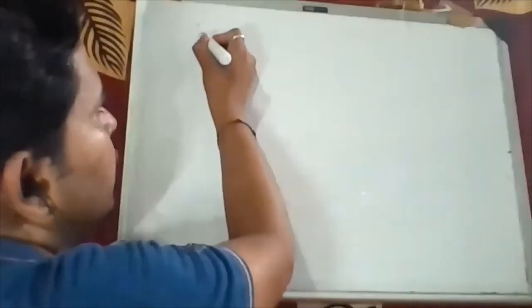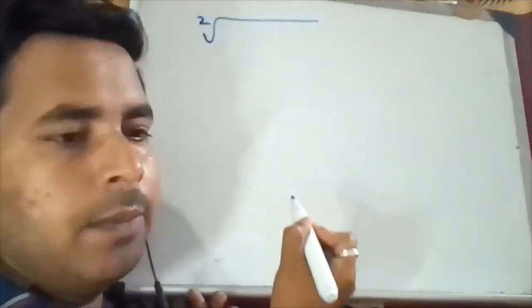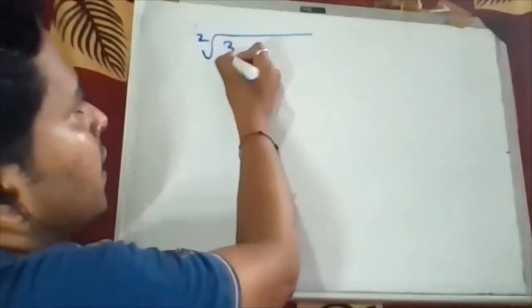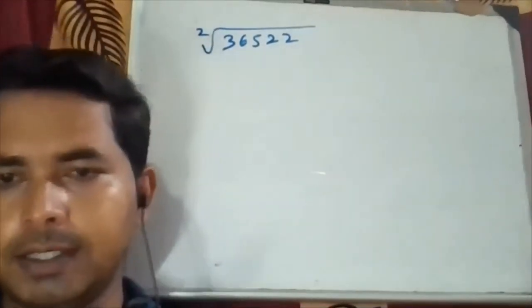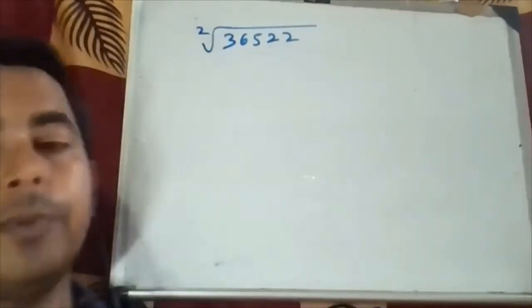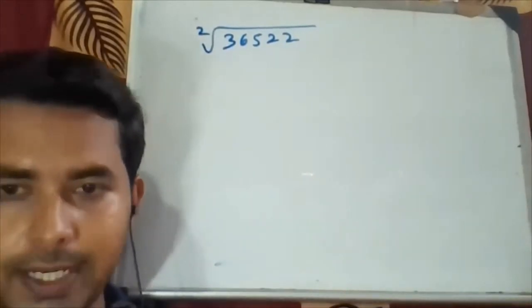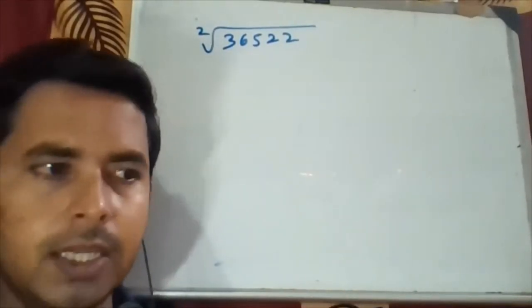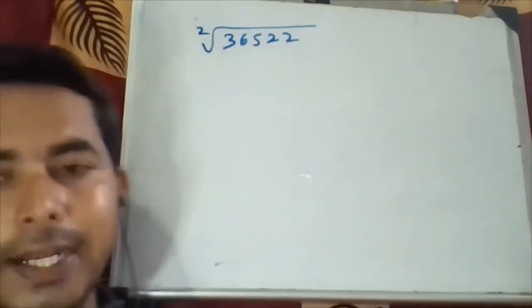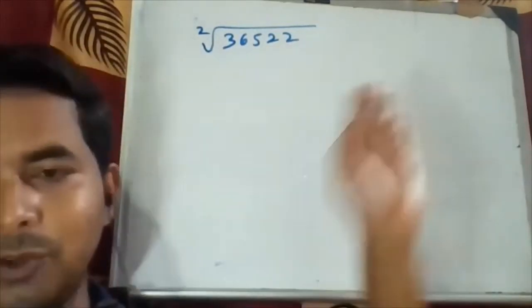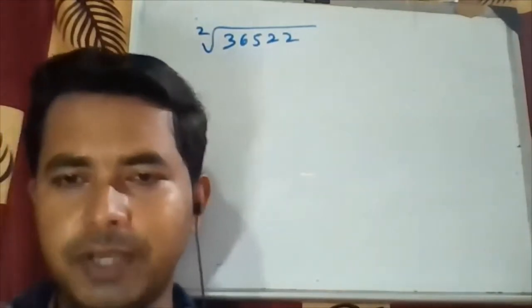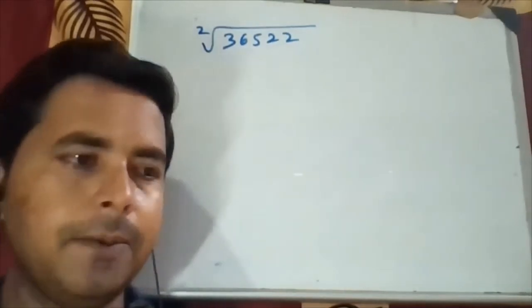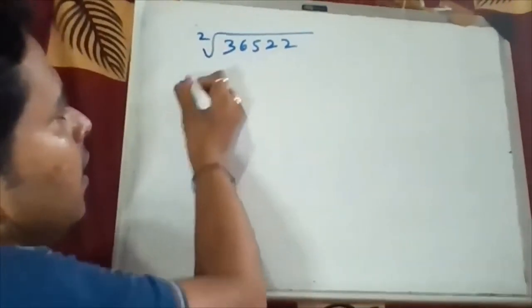How to find the square root of an imperfect 5 digit number? Here I'll take a 5 digit number that is an imperfect square: 36522. This is the imperfect square value. It's a 5 digit number, so how to do this? If I go searching for a nearest value, it gives me a larger value, so the simplification goes a little lengthier. So what I'll do is write this question like this.